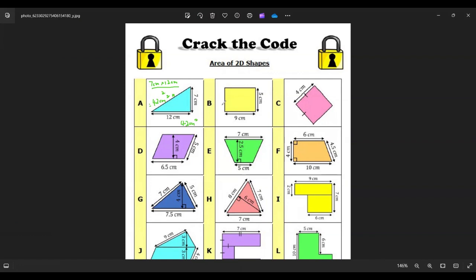And question B is very easy. As this is a rectangle, we'll just use 5 cm times 9 cm, which is 45 cm squared. And then for question C, we know this is a square. So this side here is 4 cm, and this side here is also 4 cm, as indicated with the single line drawn here. So use 4 cm times 4 cm, get 16 cm squared.